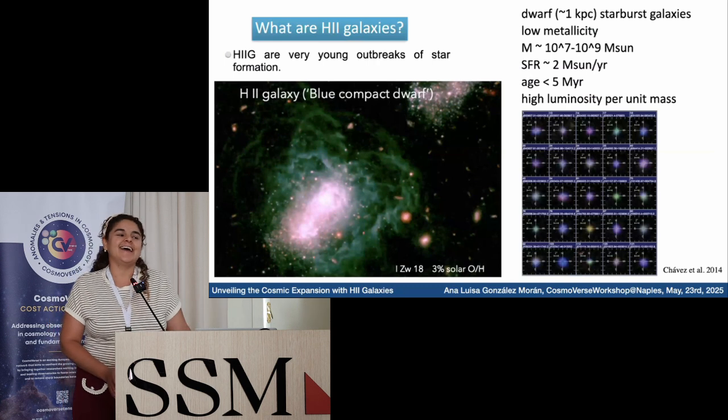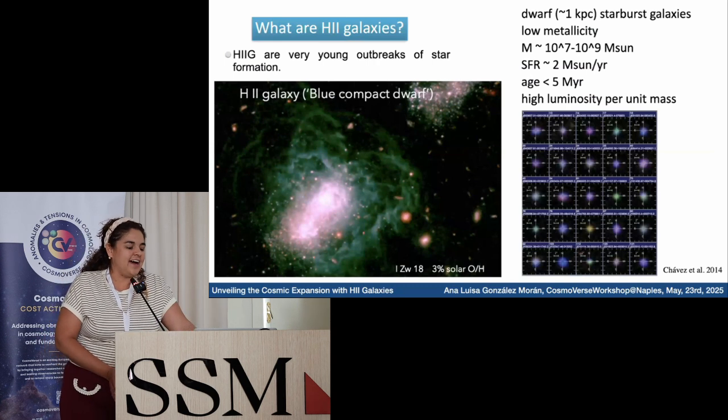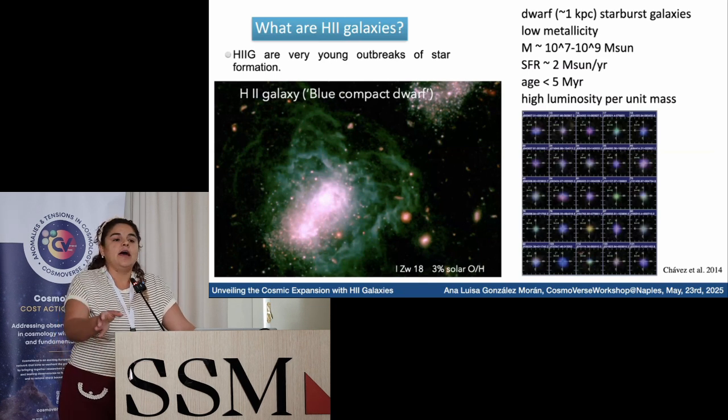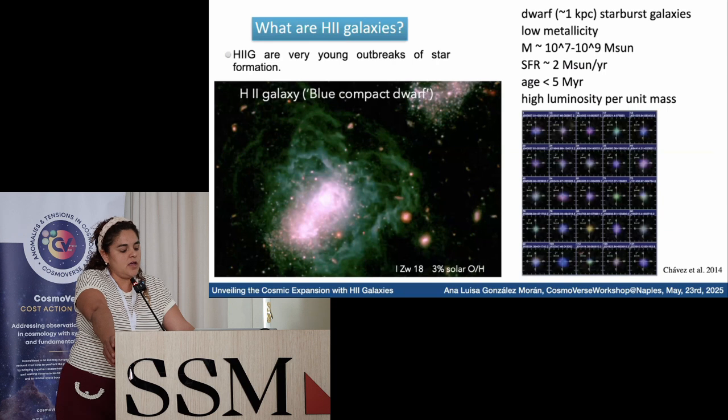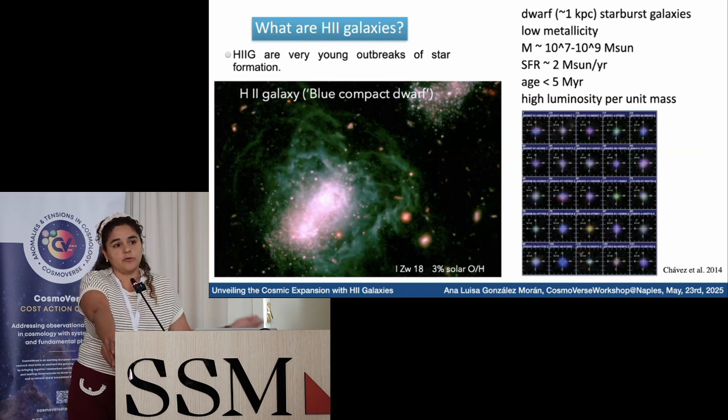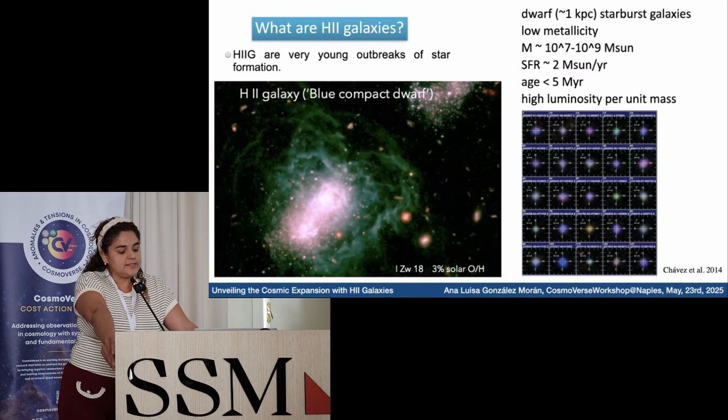But what are H2 galaxies? H2 galaxies are very young outbursts of star formation. Here I show you an H2 galaxy prototype. The name is I Zwicky 18. And the physical properties of these targets are that they are very compact. The size of these targets is around 1 kiloparsec. They have low metallicity, low masses, high star formation rates. They are very young, with ages younger than 5 megayears, and they have a very high luminosity per unit mass.